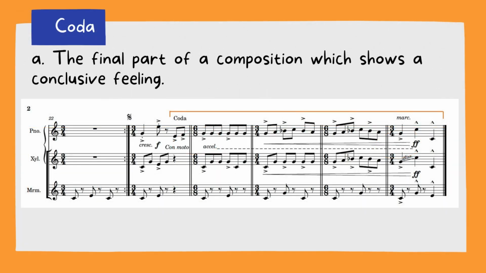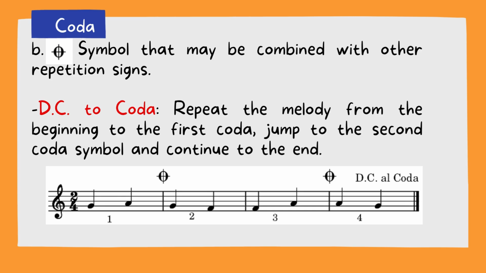The last symbol is coda. Coda may show 2 different uses. The first one is to indicate the end of the composition. It usually has a conclusive feel to clearly state that the piece has finished. The second use of coda is to work as a symbol that may be combined with other repetition signs.